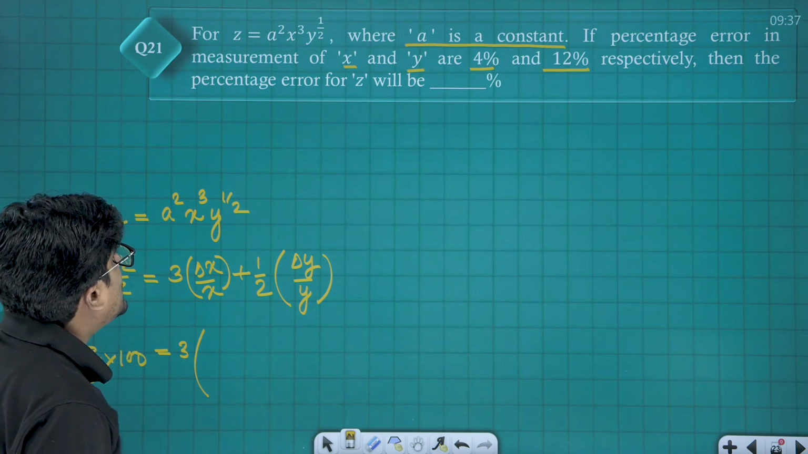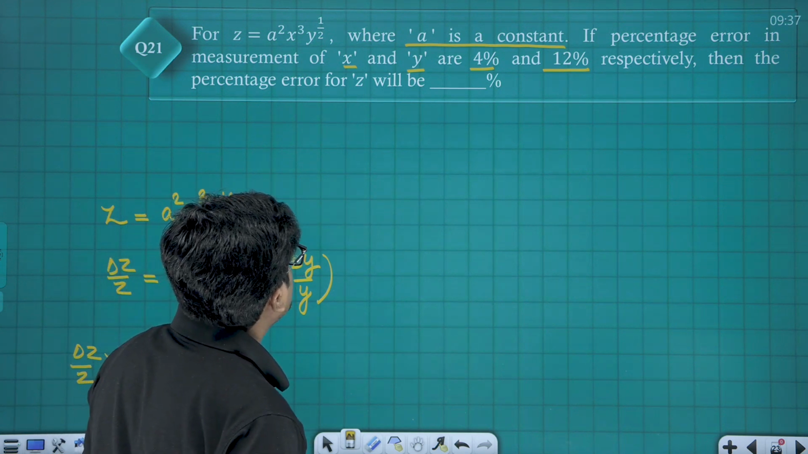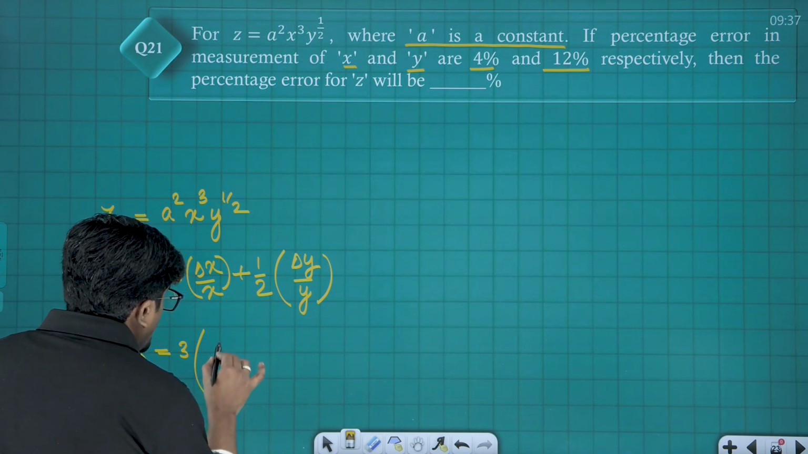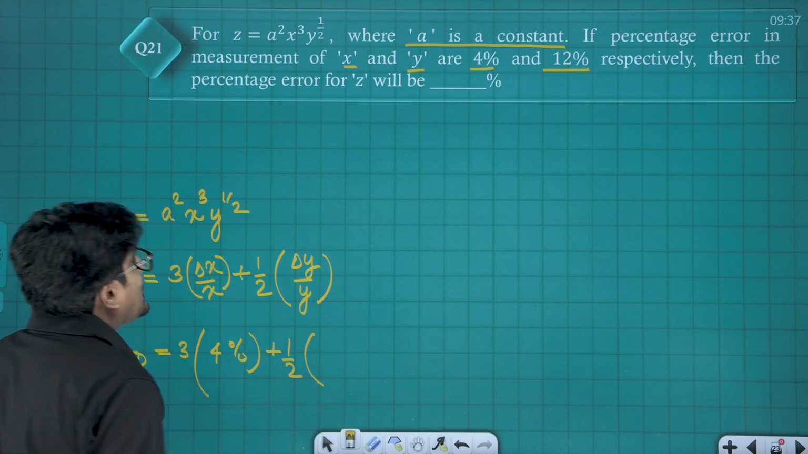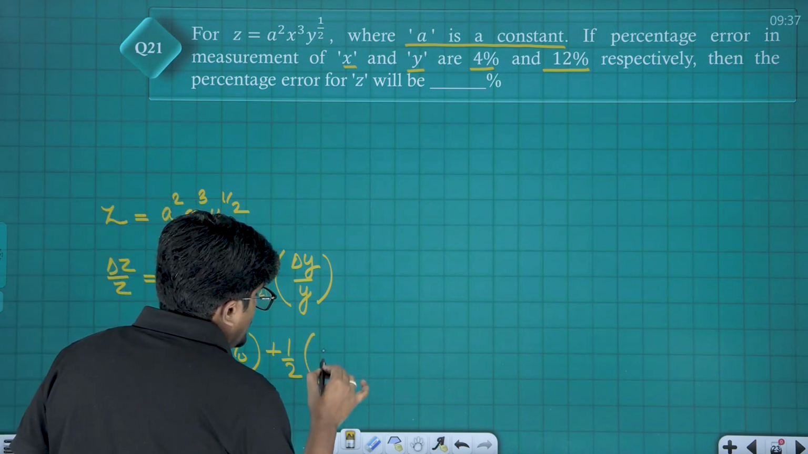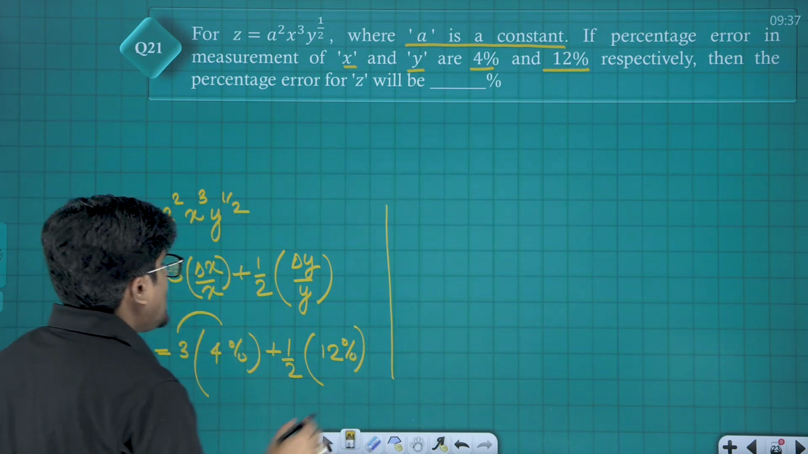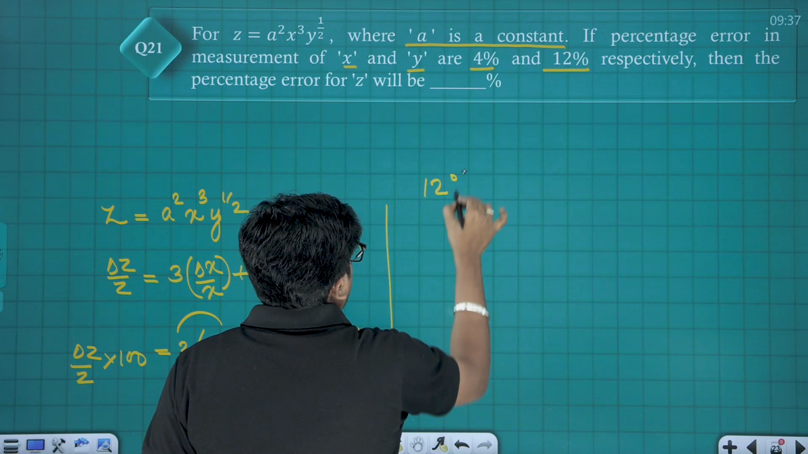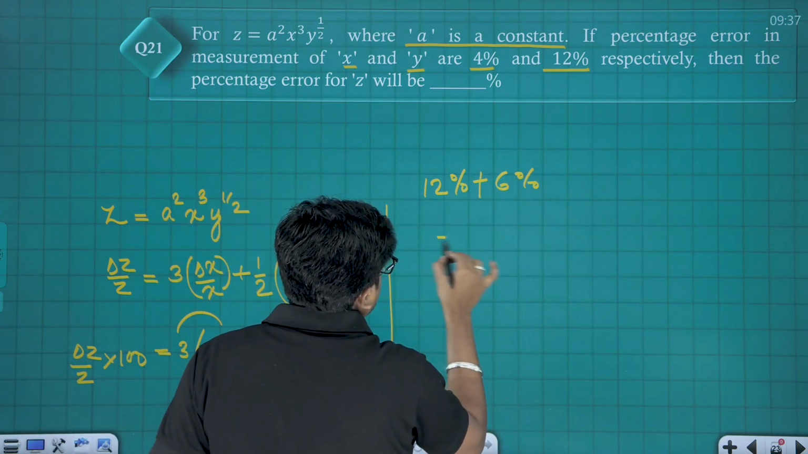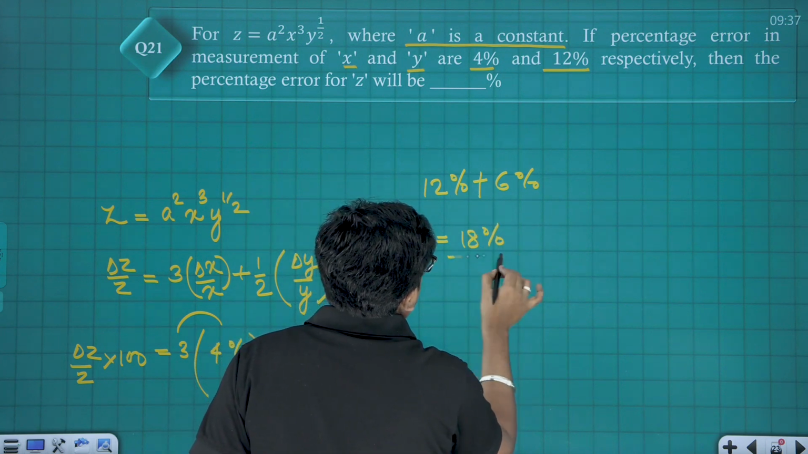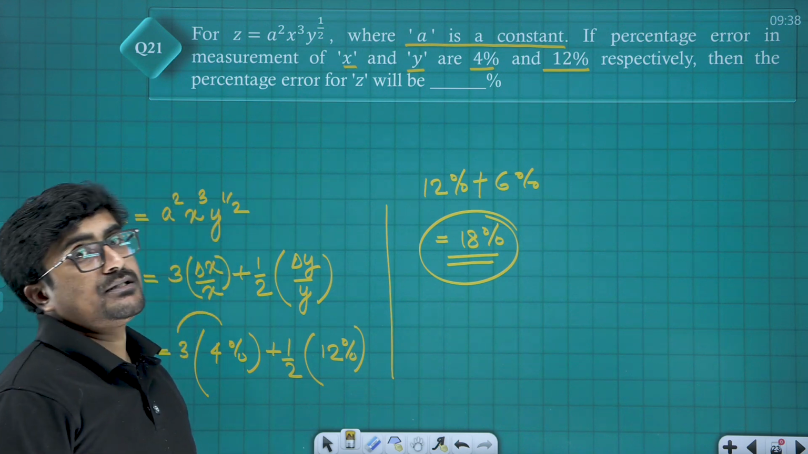So here this is 3 times delta x by x into 100, that means percentage change of x, that was 4%, isn't it? Fine. So this is going to be 4% plus 1 by 2 into delta y by y into 100, that is 12%. Now 4 3s are 12%, plus here this is going to be 6%. So the final answer is going to be 18%. Alright, so the percentage change for z is going to be 18%.